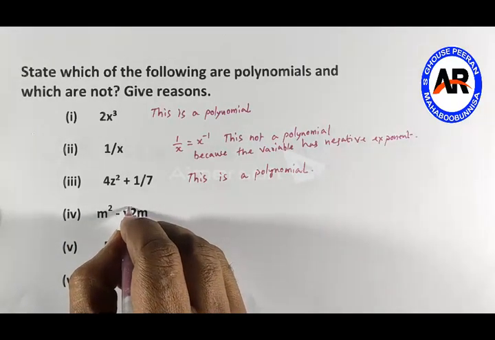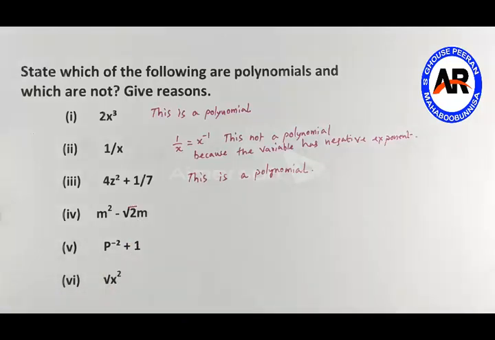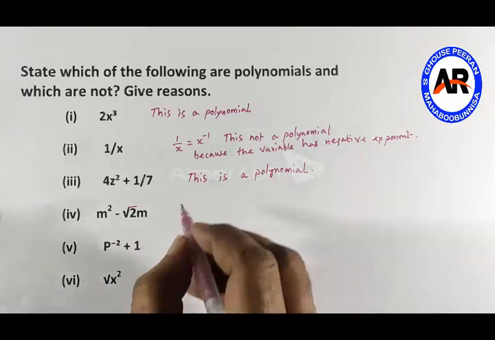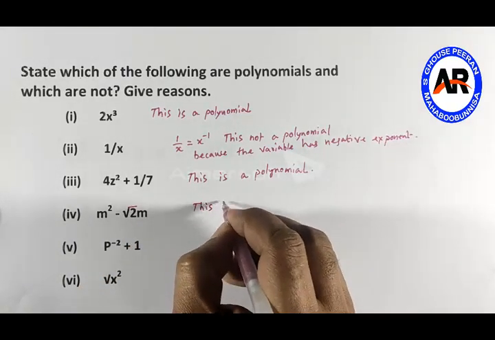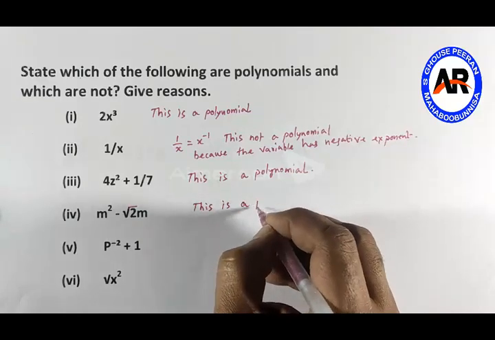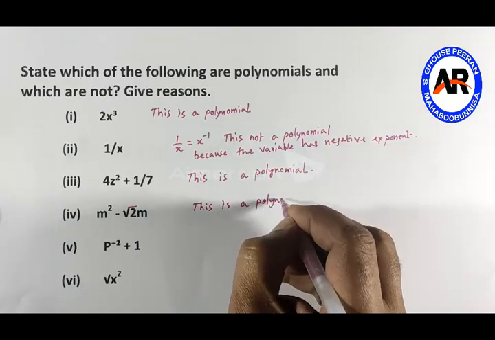Fourth one, m square minus root 2m. Observe this expression. Is there any negative exponent? No. Is there any variable in the denominator's place? No. So this is a polynomial. It satisfies all the conditions.